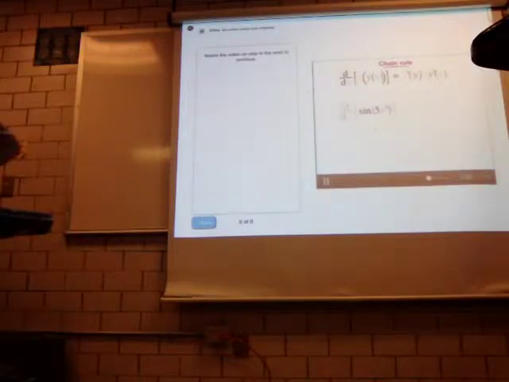Let's find the derivative of the sine of 5x cubed. First off, if you were to write the sine of 5x cubed as z of y of x, what are the functions y and z?